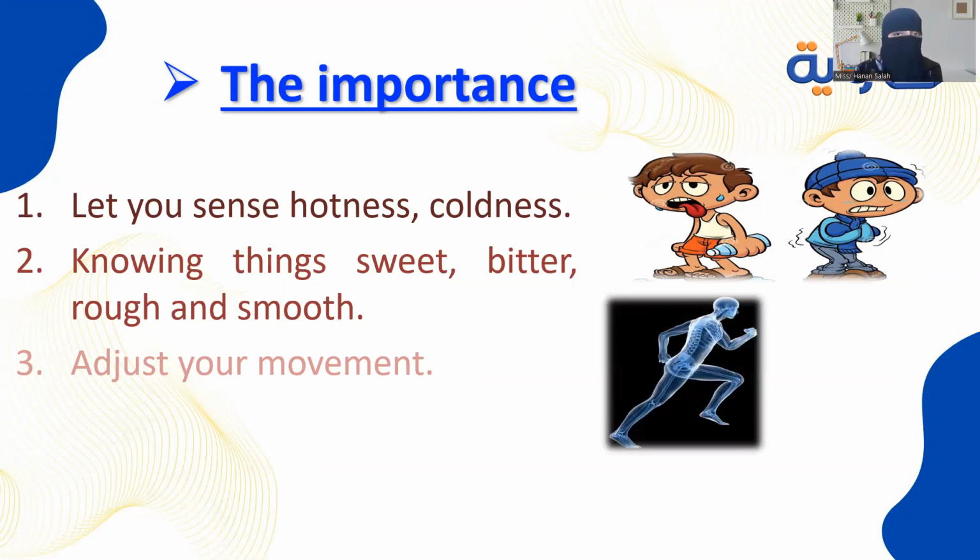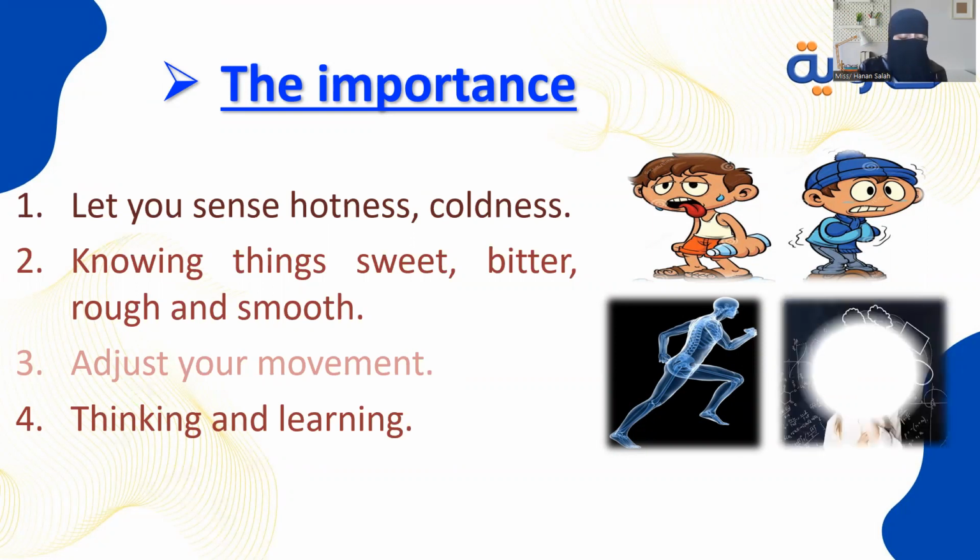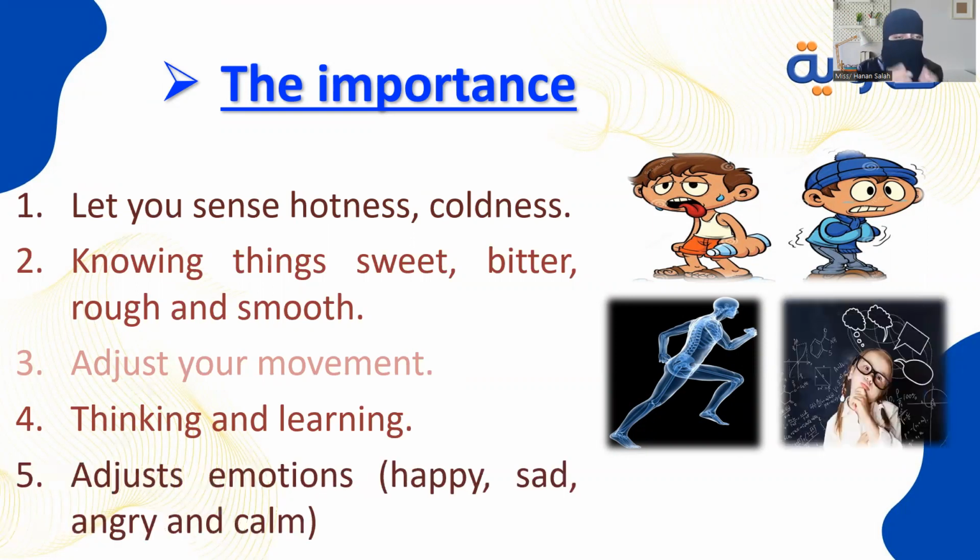You can move by the permission that comes from the nervous system. Number four, thinking and learning. You can learn, memorize, and think by the nervous system. Number five, you can use it to adjust your emotions. I can see that you're happy, sad, angry, or calm.